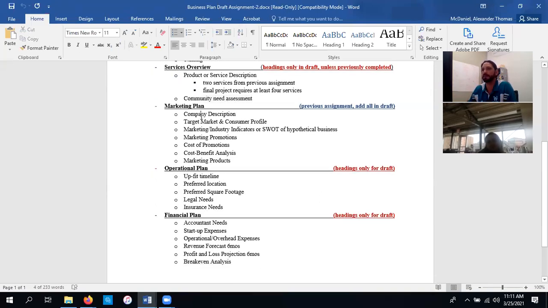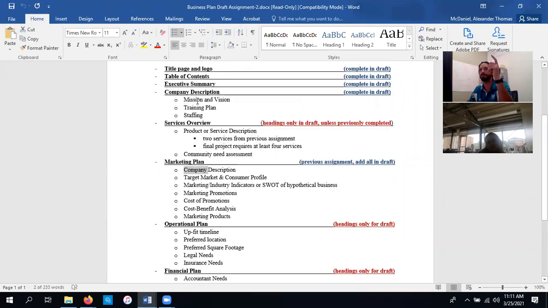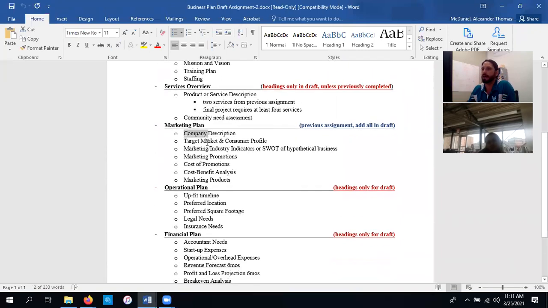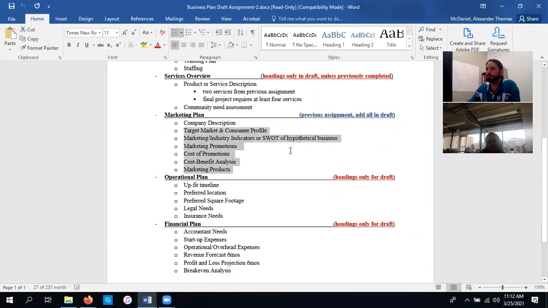Your marketing plan, this company description goes up into this section. And then this is everything from your previous assignments. So the last 2 or 3 assignments we did, just copy and paste in here. So that's why it was so important that you get this stuff right the first time, because then it's just super easy to get this stuff over.